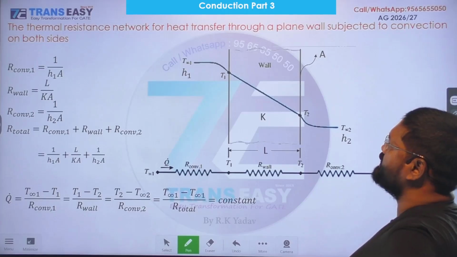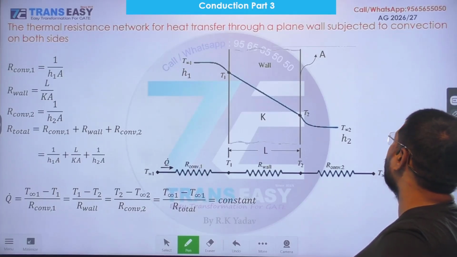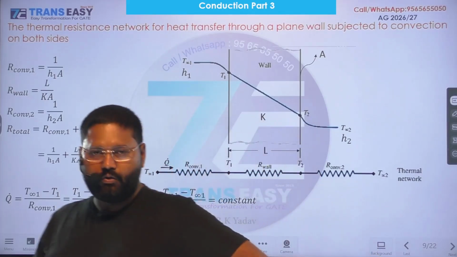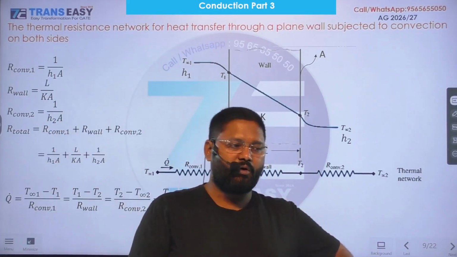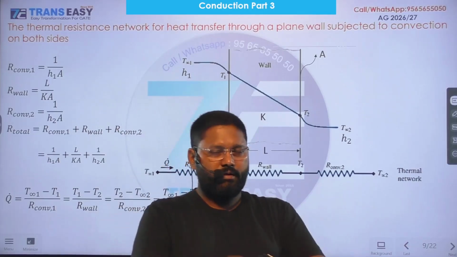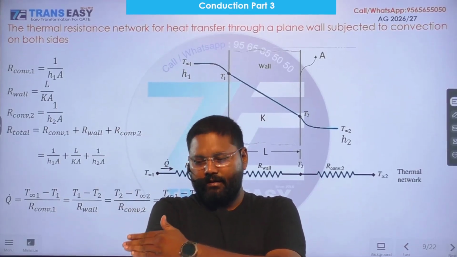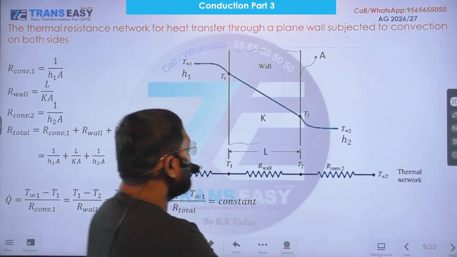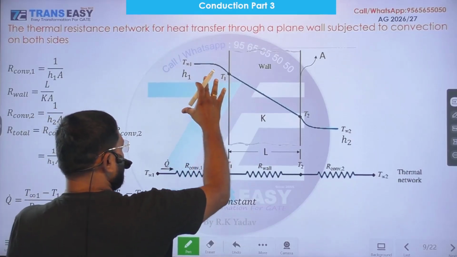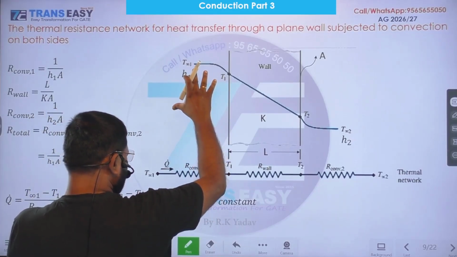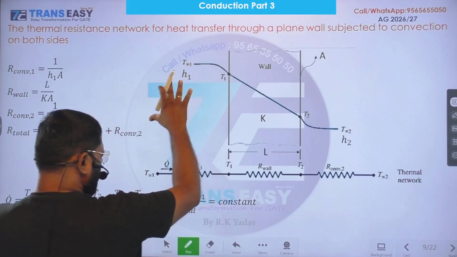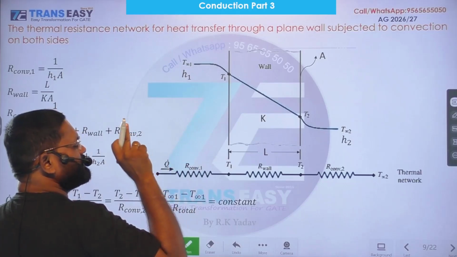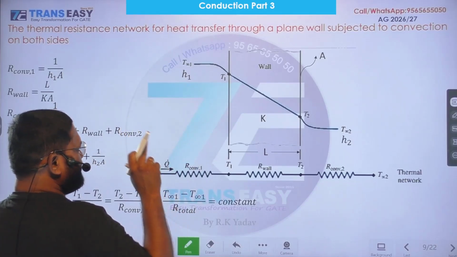The thermal resistance network for heat transfer through a plane wall subjected to convection on both sides. Now we introduce a problem in which plane wall is subjected to convection heat transfer rate from this side and this side apart from conduction heat transfer rate through the thickness of the plane wall.